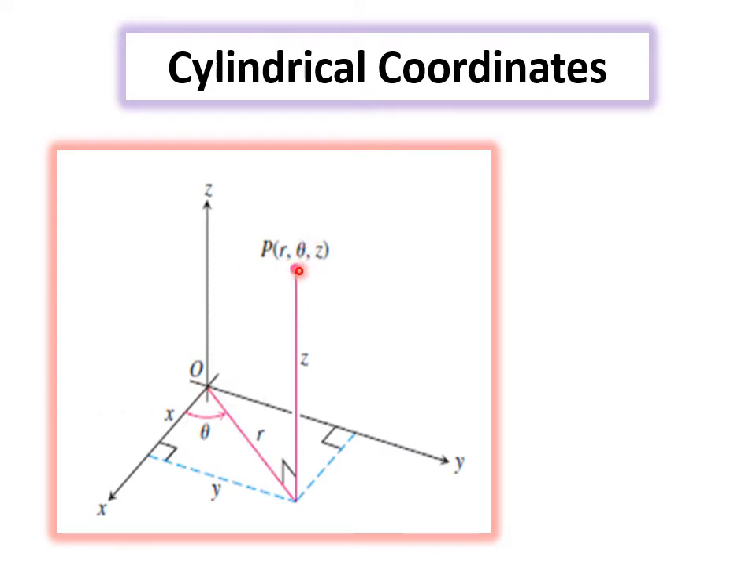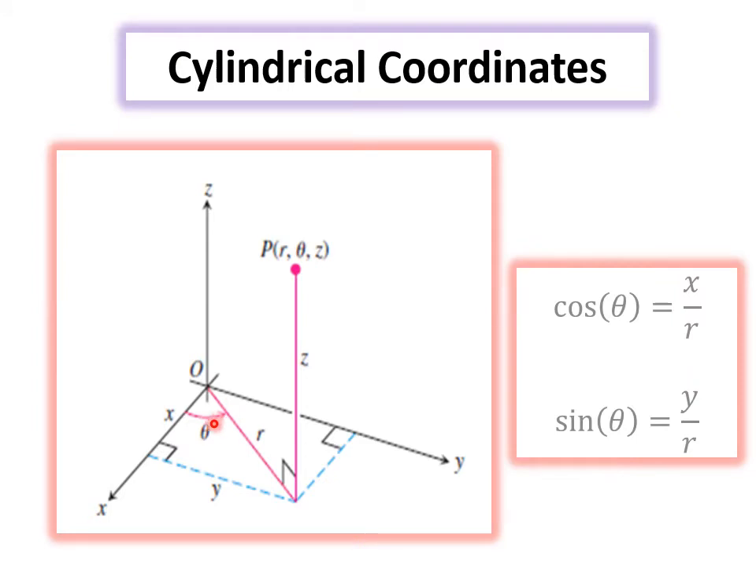Project the point (x, y, z) in space onto the xy plane. The coordinates of this point are x, y and 0. This point is at a distance of r units from the origin and at an angle theta from the x-axis. Now we are going to compute cos theta and sin theta. The angle made here is 90 degrees, and the angle made here is theta. Now cos theta is x by r and sin theta is y by r, where r is the hypotenuse.